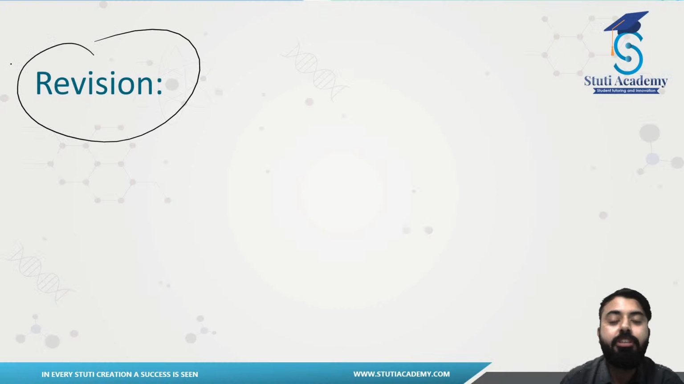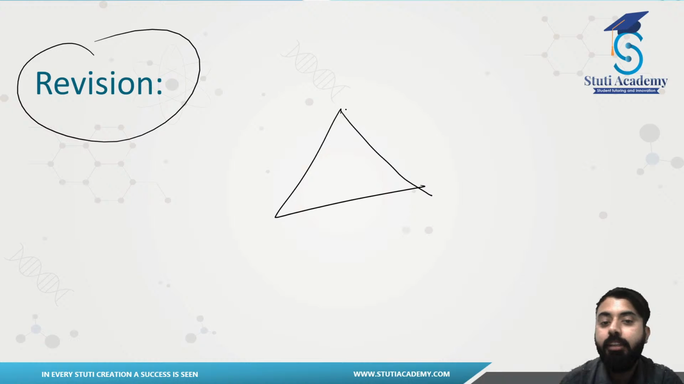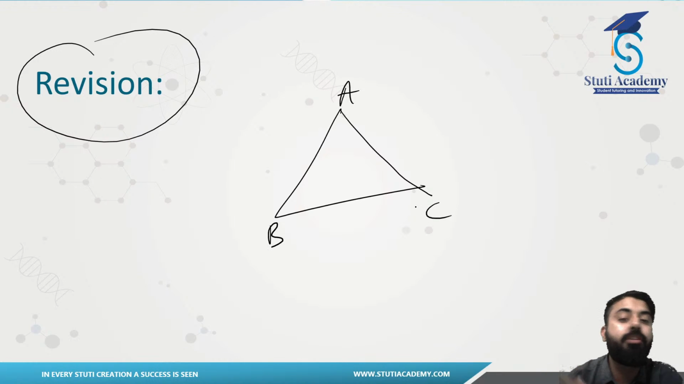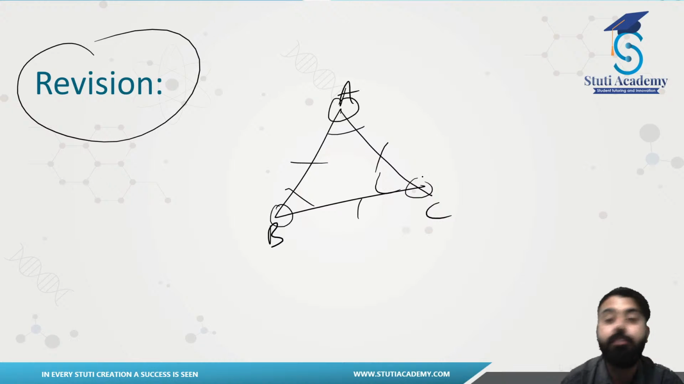So revision. First of all, you guys remember what a triangle is. We have already covered this. A triangle is any three-sided figure such that its three vertices are not lying on a straight line. Like ABC is a triangle in which none of the three points are lying on a straight line. So that means this will be a triangle. It has three vertices, three sides, three angles, right? That was the basic thing regarding a triangle.